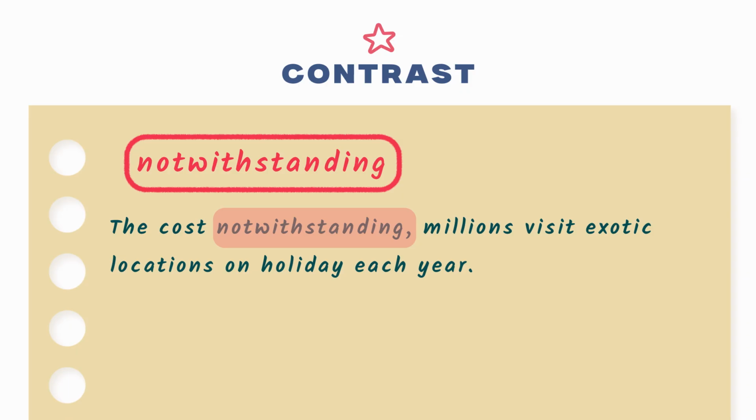So it wants to show that despite the cost of, for example, these exotic locations, still millions of people visit these locations on holiday. So notwithstanding means the same as despite, but you should be aware of the use of it. We cannot use it at the beginning of a sentence. So we have the noun phrase, and then after that we write notwithstanding.